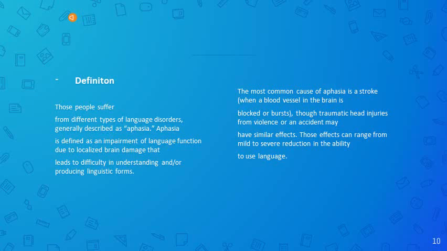The most common cause of aphasia is a stroke, when a blood vessel in the brain is blocked or bursts. Though traumatic head injuries from violence or accident might have similar effects, those effects can range from mild to severe reduction in the ability to use language.